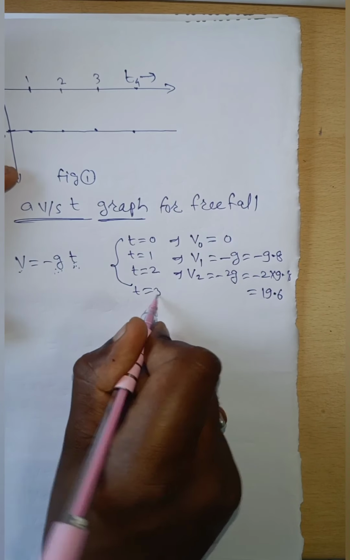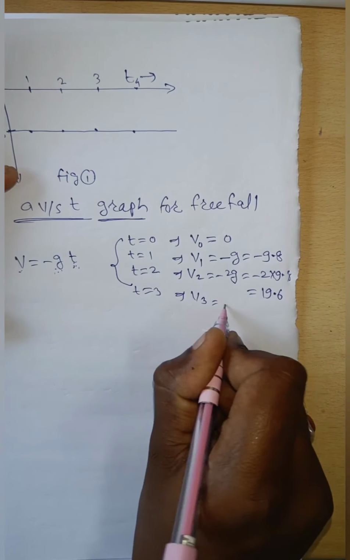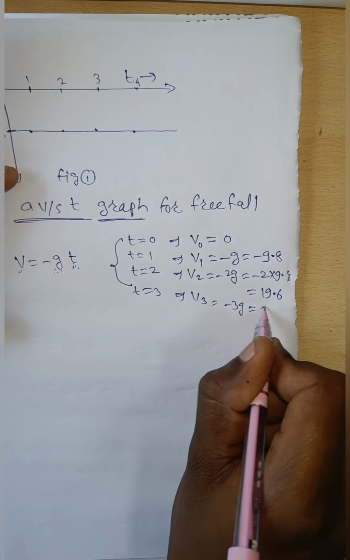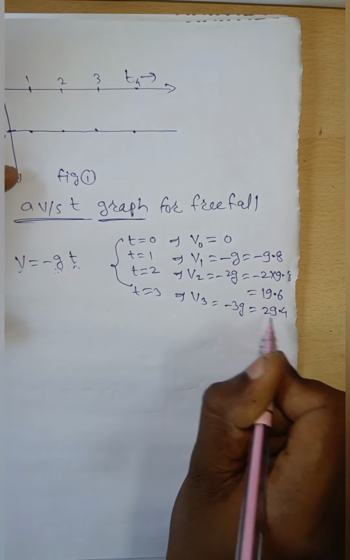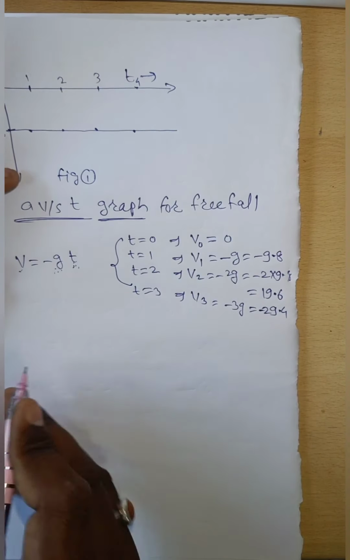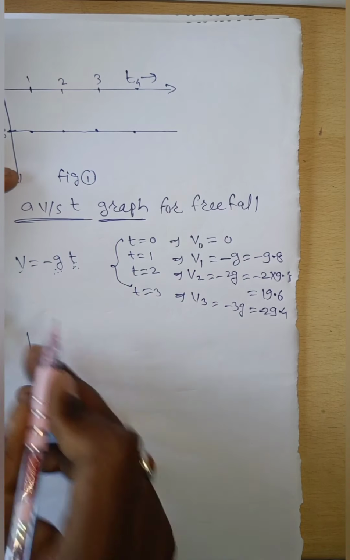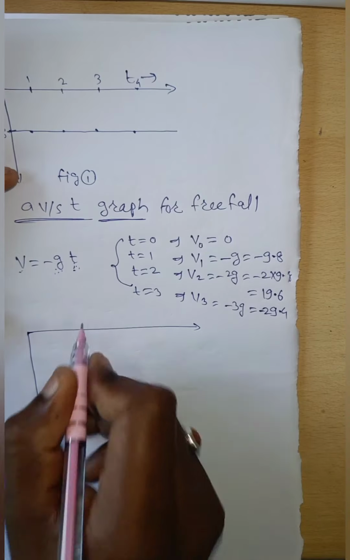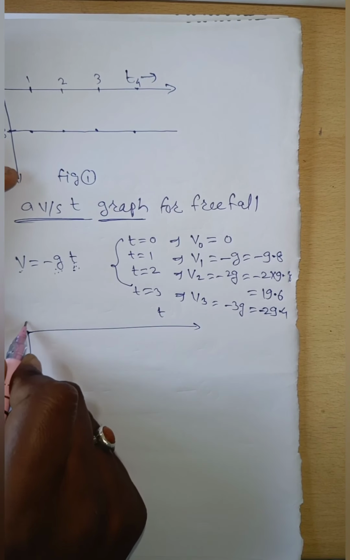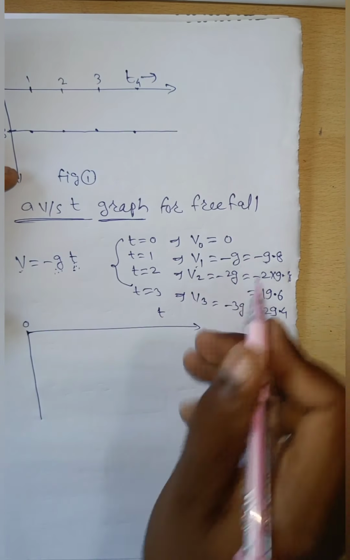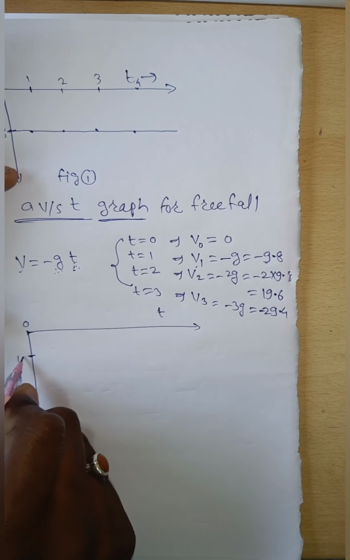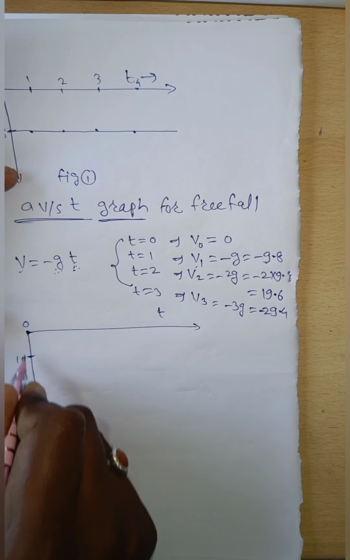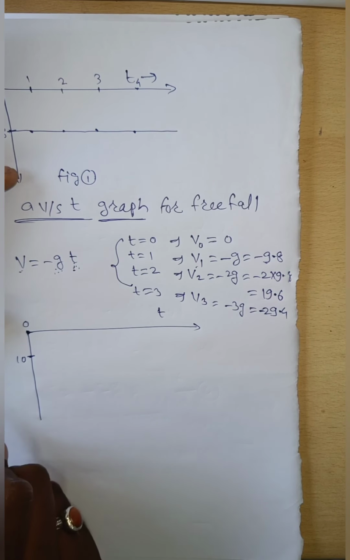When t is equal to 3 seconds, the velocity v3 is equal to minus 3g, which is minus 29.4. This means that when time is positive, the velocities are negative. When time is 0, what is the velocity?